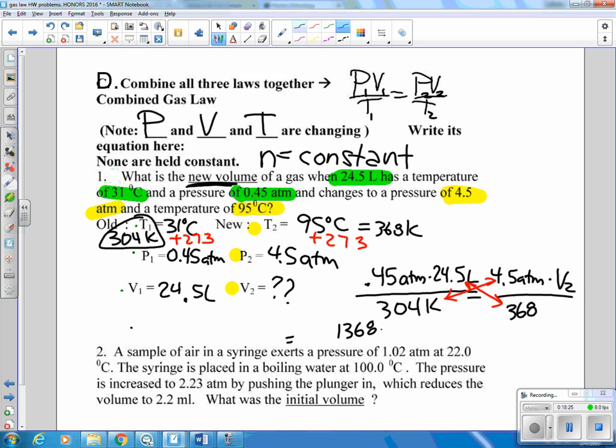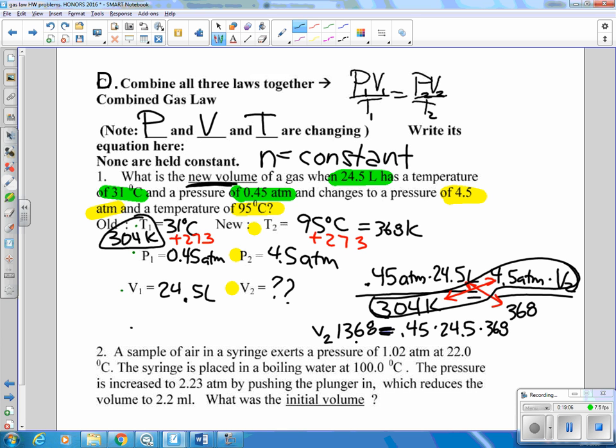Then we're going to set that equal to 0.45 times 24.5 times 368. I forgot to put the V2 with it. These two actually had the V2 with them, so those two times together is the 1368. You put V2 here, and then you have all these three numbers.